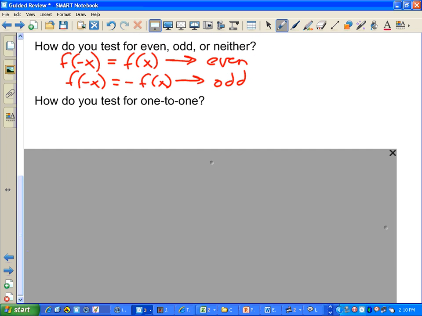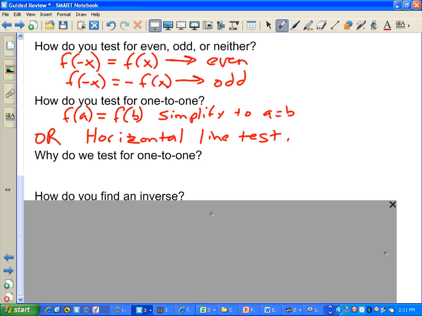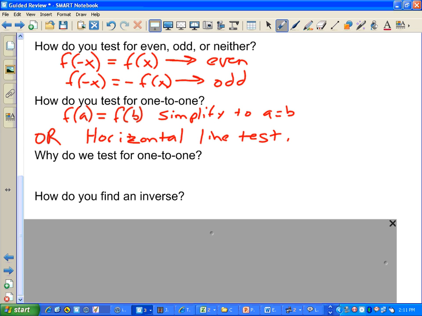We test for 1 to 1. F at a. So f of a equals f of b. Simplify to a equals b. Or horizontal line test. Why do we test for 1 to 1? If they're 1 to 1, then they have an inverse.